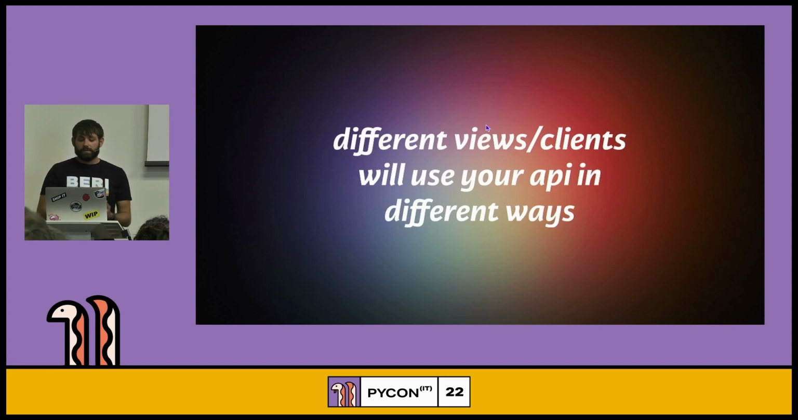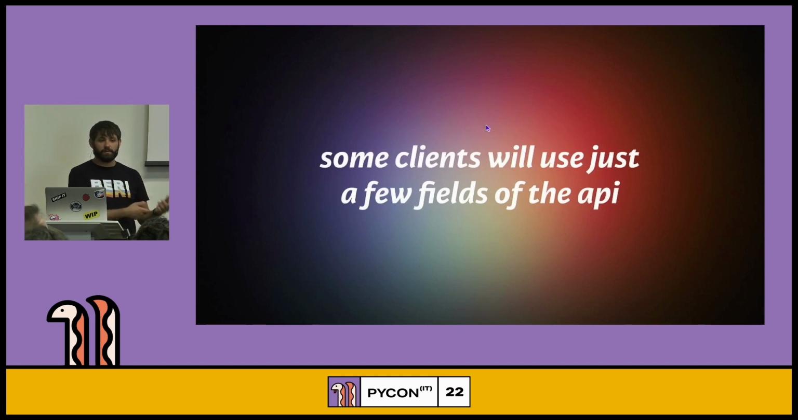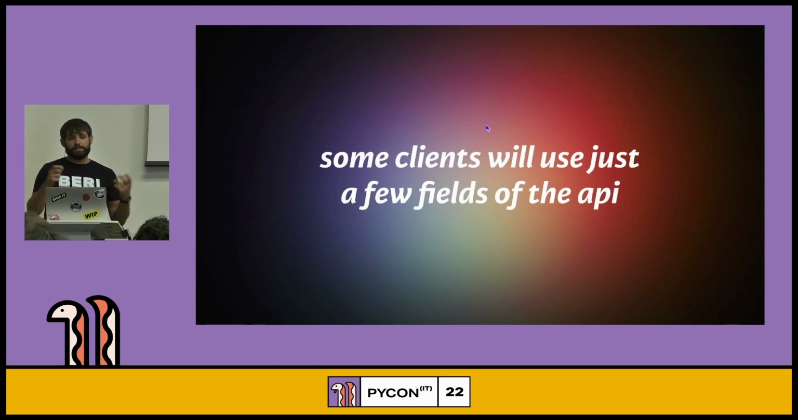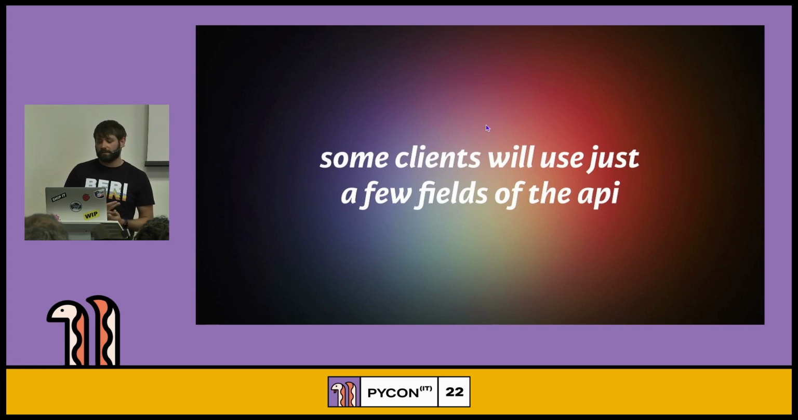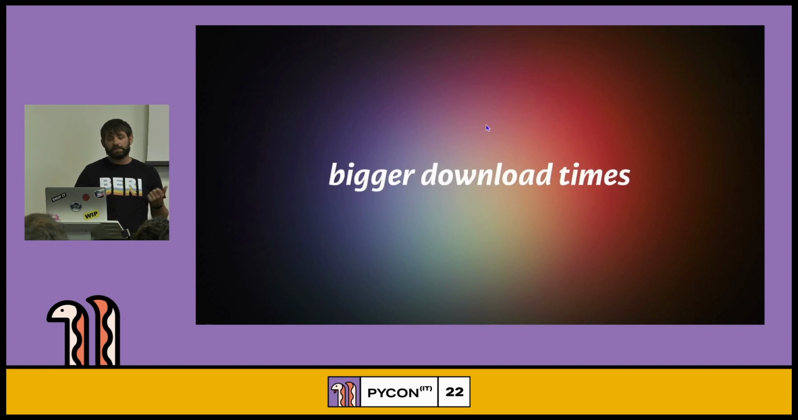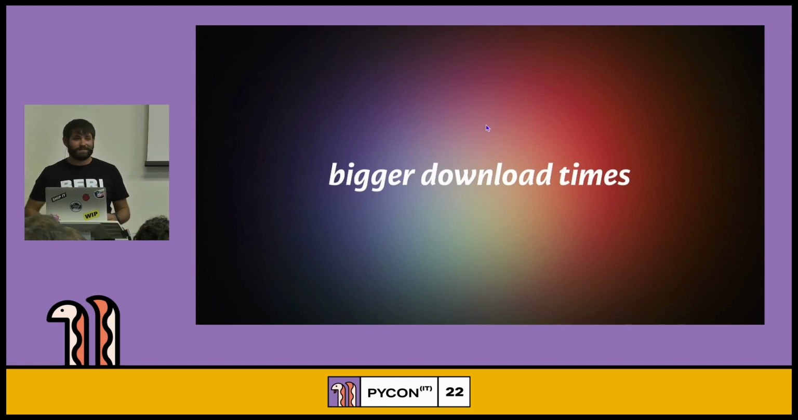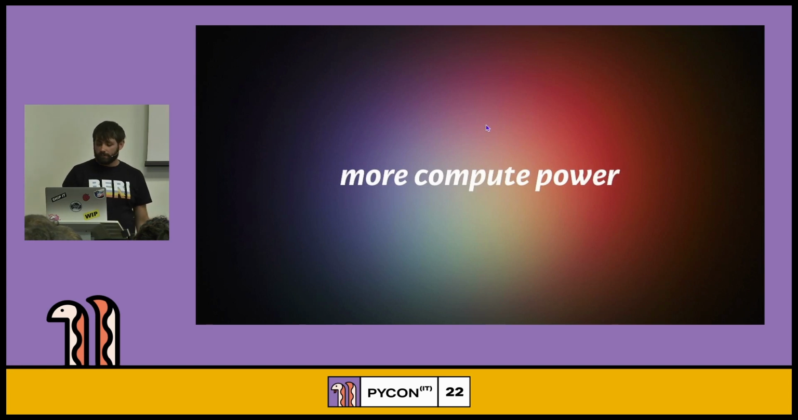Different views and clients will use your API in different ways. You might have some clients that will just fetch a couple of fields from that API, and other ones that are going to use different permutations of what kind of data your clients need. That means that for some clients you're going to have bigger download times because you're fetching a massive JSON, which is a waste. And again, you have more compute power.